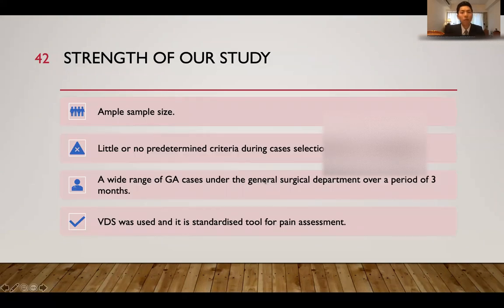So let's look at the strengths of the study. First, we have an adequate sample size of over 250 patients. We don't have a lot of case selection, as I've mentioned to you, basically little or no predetermined criteria. A wide range of GA cases across 9 subspecialties over a period of 3 months. And a very standardized pain assessment tool, the verbal descriptor scale, was used to standardize the pain assessment.